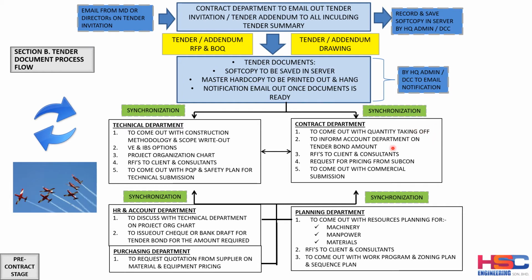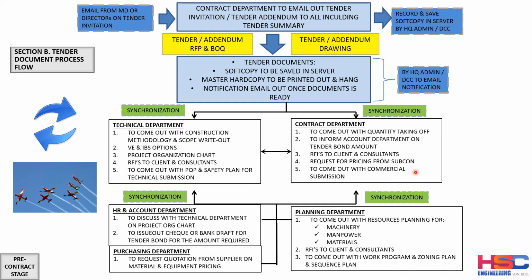And from there, the contract department also has to find out in the tender document what is the amount required for the tender bond, which needs to be prepared, as we explained in section A earlier. What are the tender fees to be submitted? And then also the contract department has to find out, in terms of their own scope in reviewing the BQ, bill of quantity, and the drawings, is there any request for information that needs to be submitted to the client and the consultant?